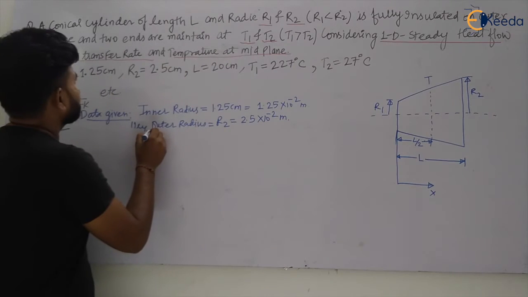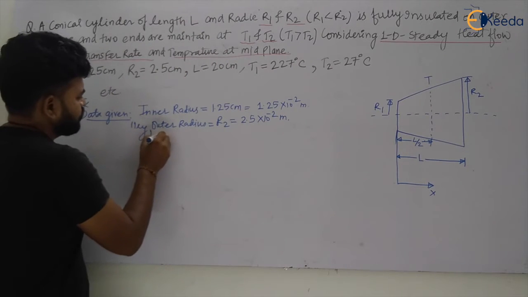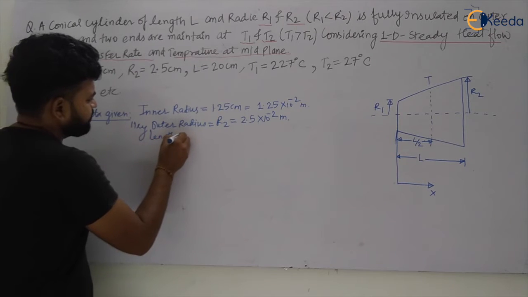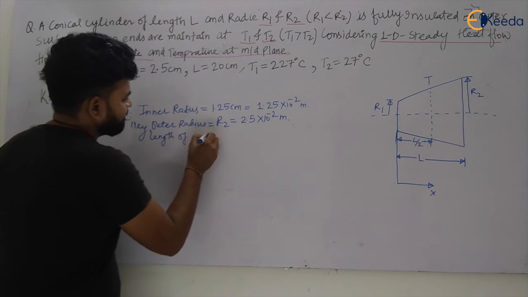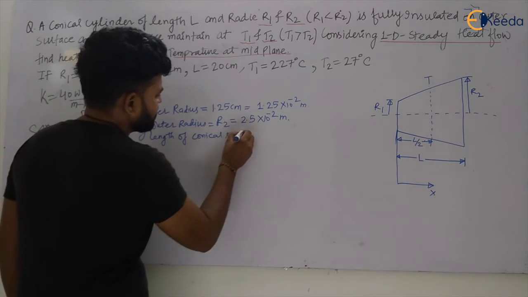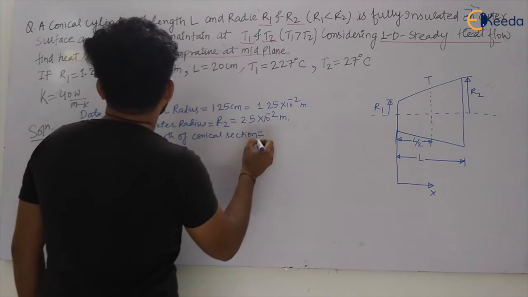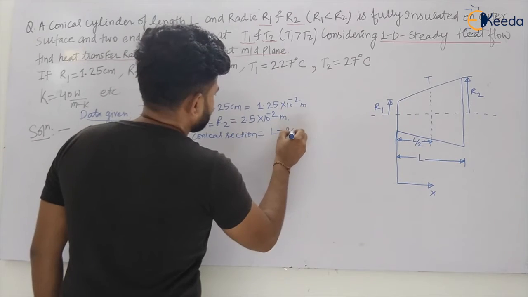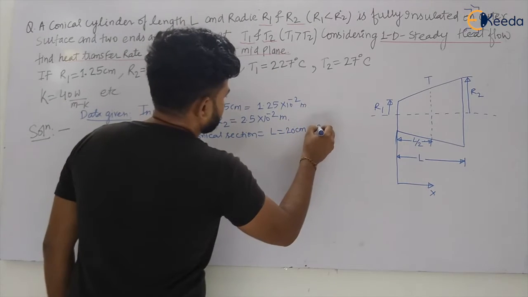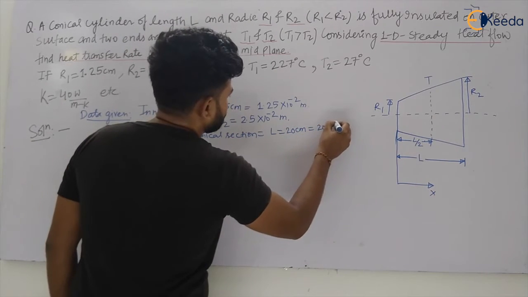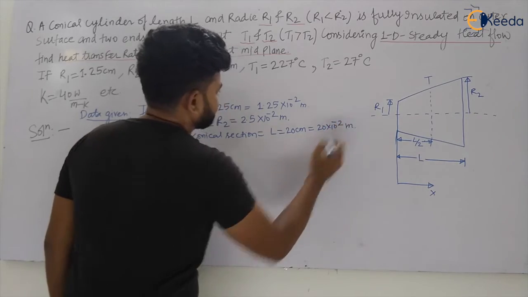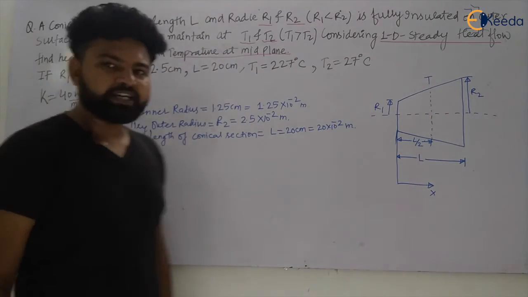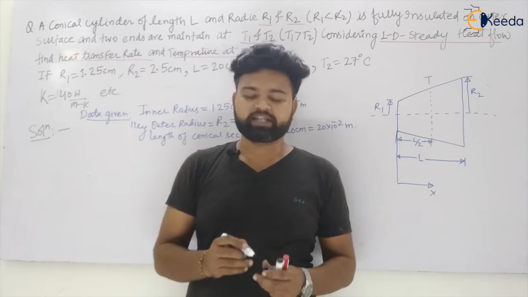What is the length of that section? The length of that conical section is given to be how much? L is equal to 20 centimeter, or this will become 20 into 10 to the power minus 2 meter. Okay. So how can we calculate the heat transfer?